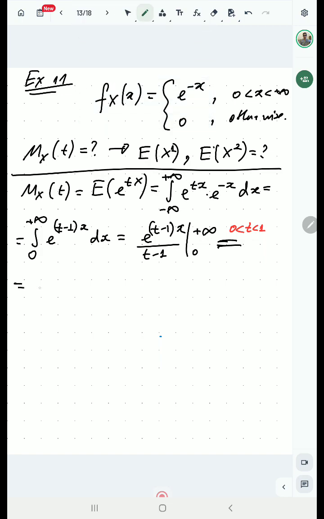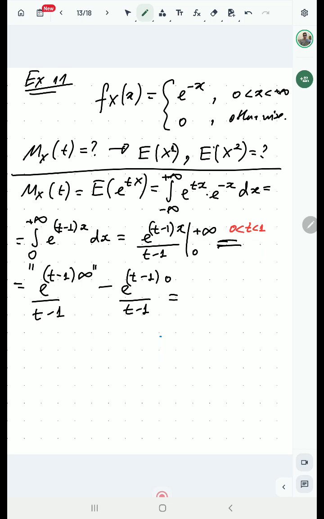So plug the positive infinity here, t minus 1, given that this is a negative value, times positive infinity. Let me use quotation marks because this is not a correct way of doing it. It's mathematically not correct. Minus e to power t minus 1 times 0, and I'm dividing both sides by t minus 1. So as a result, what will happen? Suppose this is negative infinity.